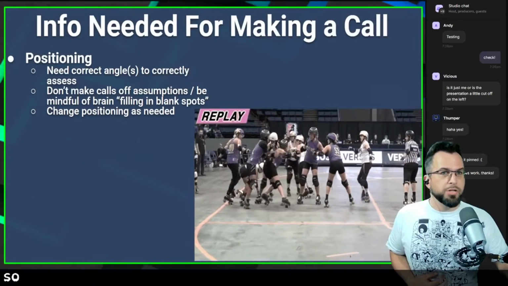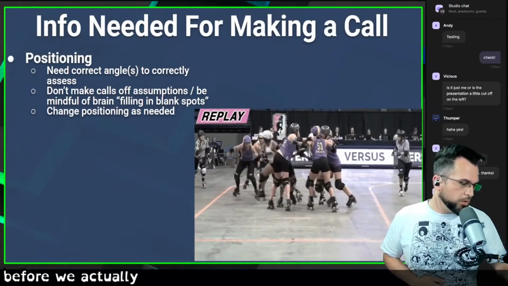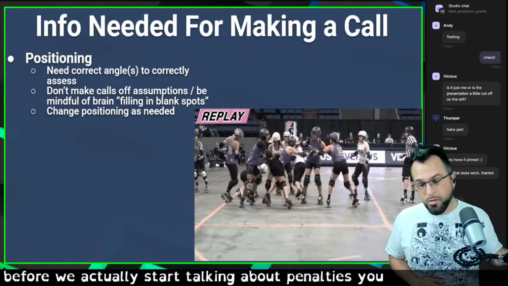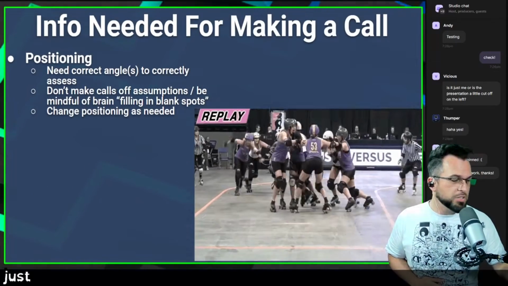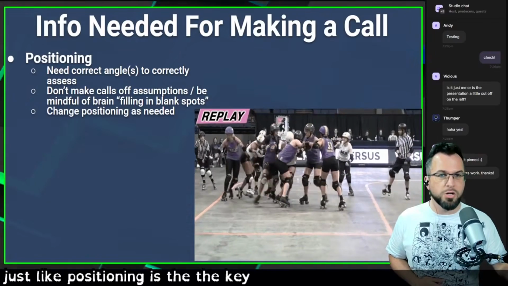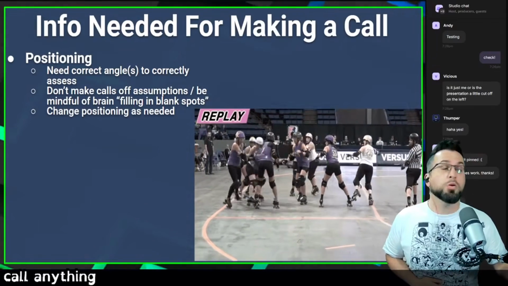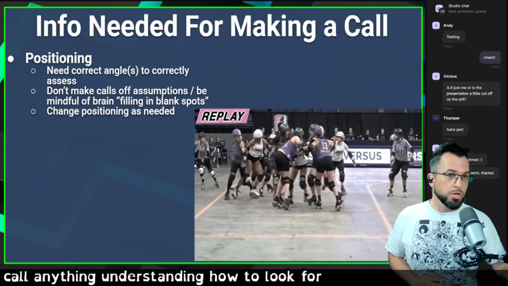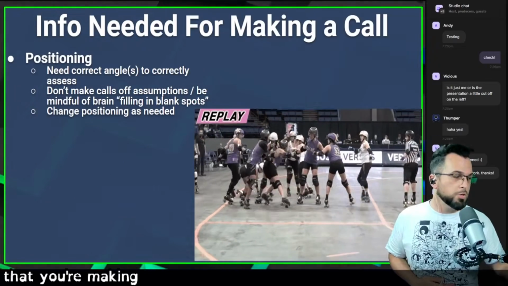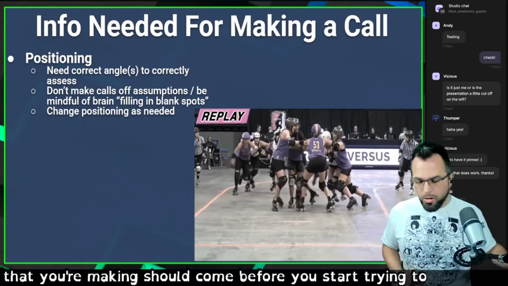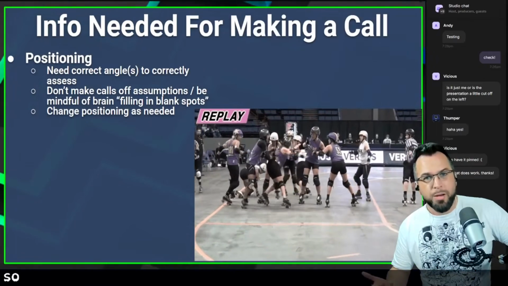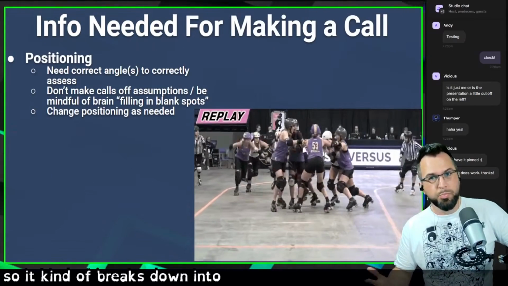So to get right into it, before we actually start talking about penalties, you need to know what you're looking for. Just like positioning is the key before you try to even start to call anything, understanding how to look for any calls or no calls that you're making should come before you start trying to call anything on the track. So it kind of breaks down into positioning and angles.